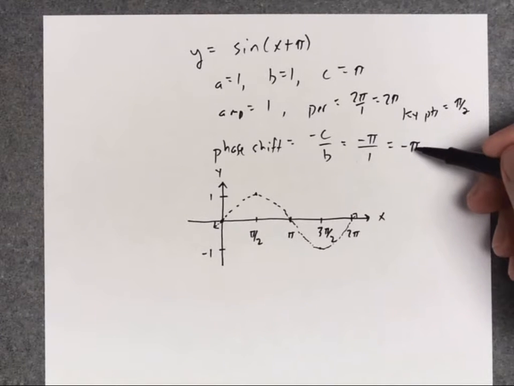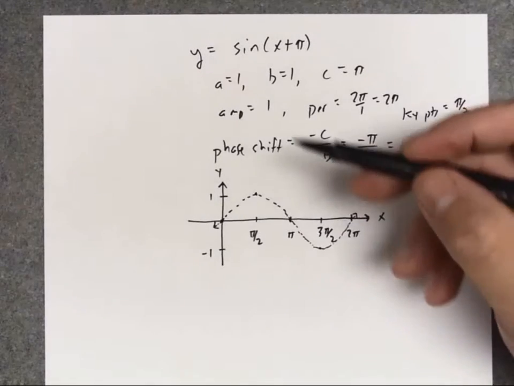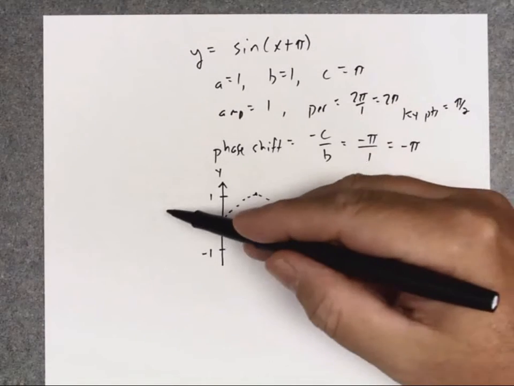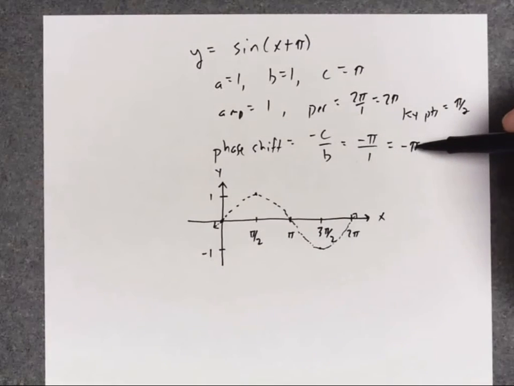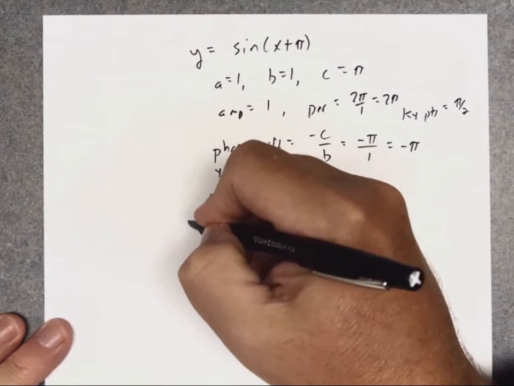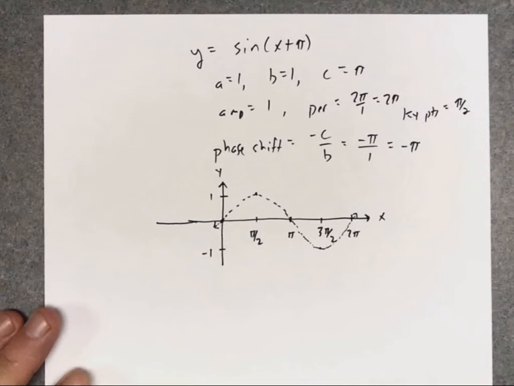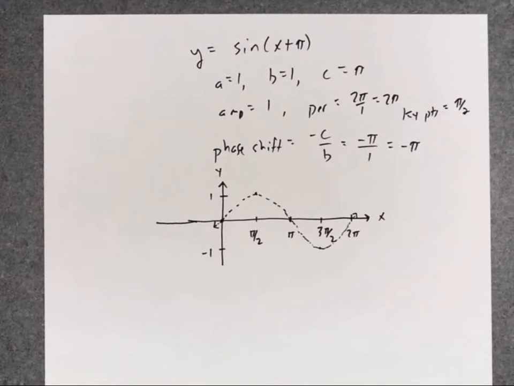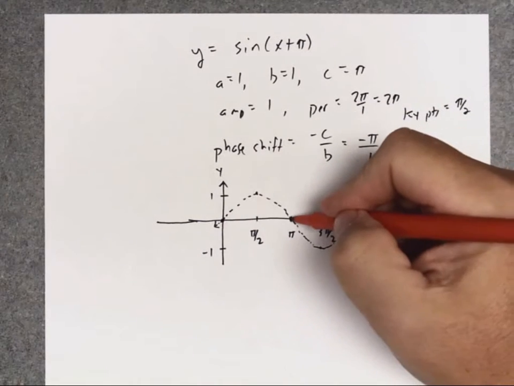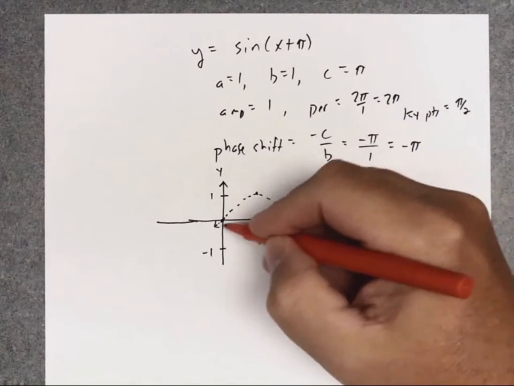The phase shift says now you take this whole graph, and since it's a negative pi, I'm going to move it to the left. Every point is going to get moved a distance of pi. So here's where it gets a little goofy. Maybe I'll get my red pen out again just so you can see it. I'm going to take every point on this graph. This is the distance pi right here.